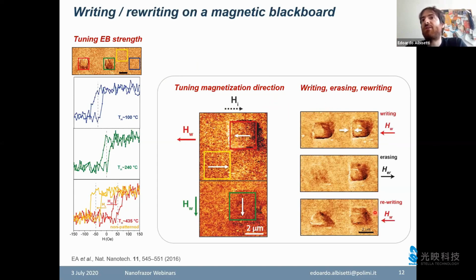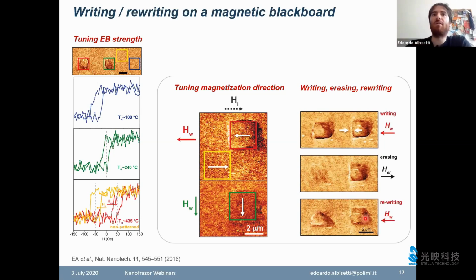And you can write, erase, and rewrite patterns. In this case, you see that we wrote two square patterns with the direction of the magnetization opposite with respect to the outside region. Here, what we did was to erase only one of the squares by performing the pattern again, with the direction of the external field during patterning exactly the same as the direction of the magnetization outside. So effectively, we removed the pattern, and then we performed patterning again in the original direction, but with a different shape, in this case, a triangle.